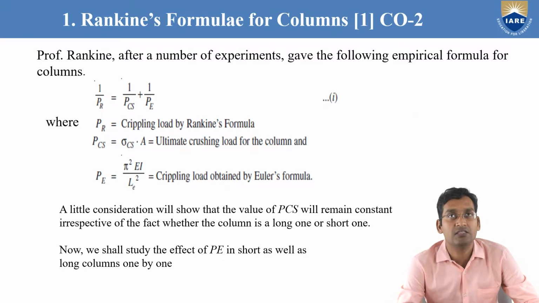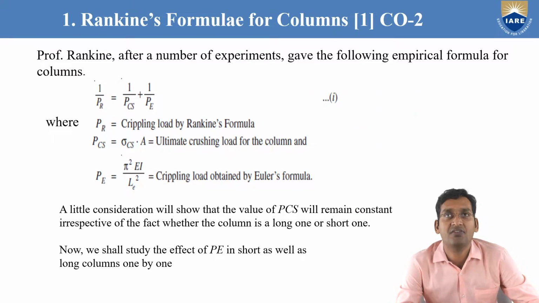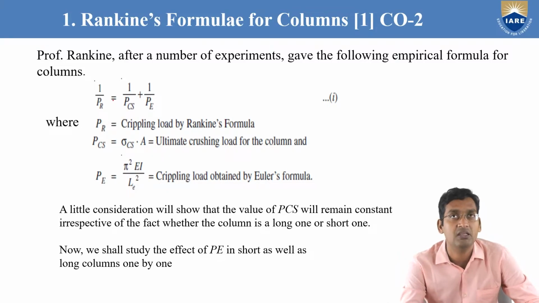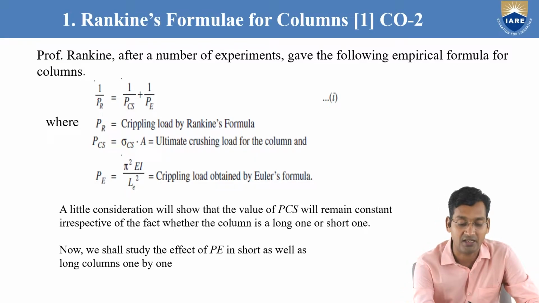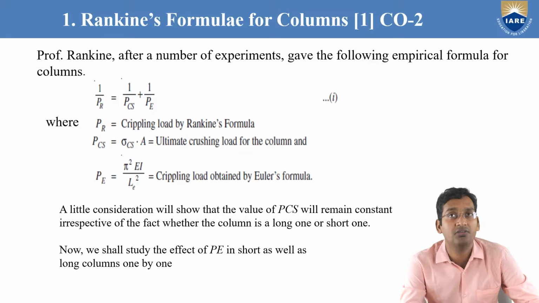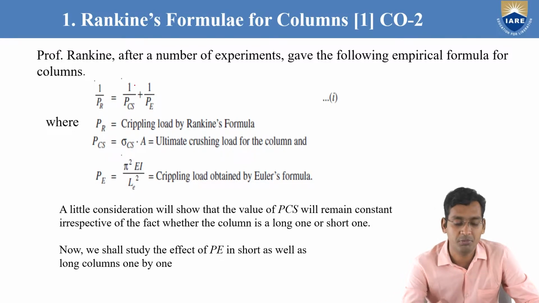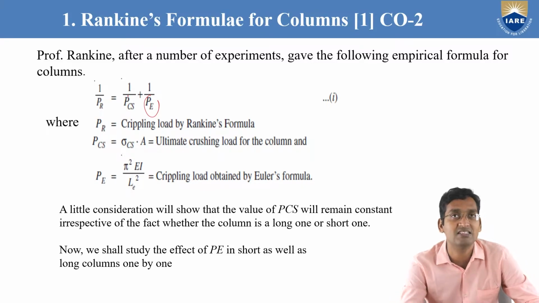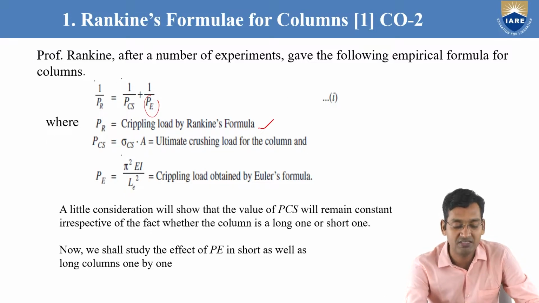So now let's see Rankine's formula. Professor Rankine, after a number of experiments, gave the following empirical formula for columns, whether short or long: 1 by P_R equals 1 by P_CS plus 1 by P_E, where P_R is the crippling load given by the Rankine formula, P_E is the Euler load, and P_CS is the crushing load.